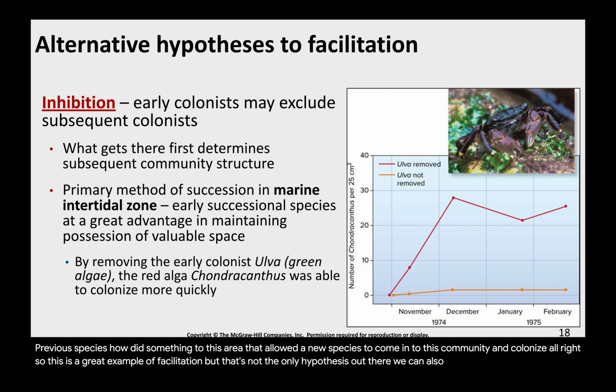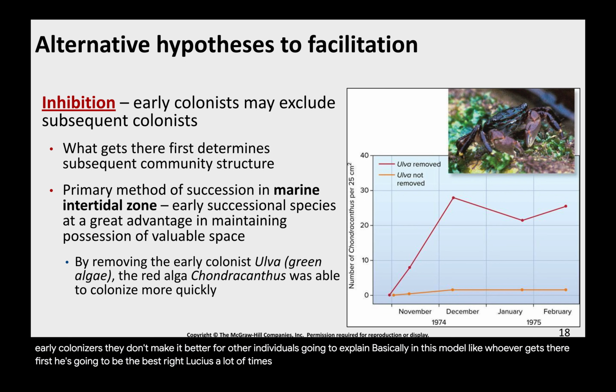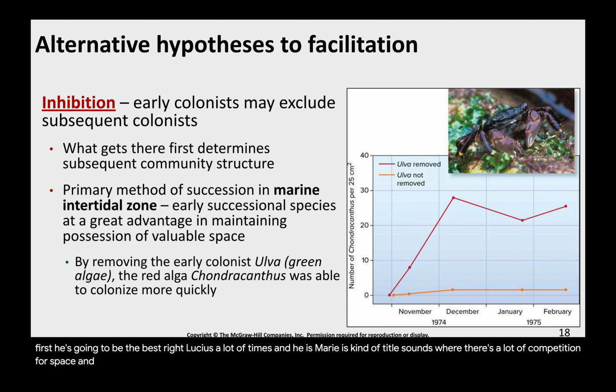We can also have inhibition. This is where those early colonizers don't make it better for other individuals to come in. In fact, they're actually going to exclude other colonists from coming into this community. So basically in this model, whoever gets there first is going to be the best. We see this a lot of times in these marine intertidal zones, where there's a lot of competition for space.